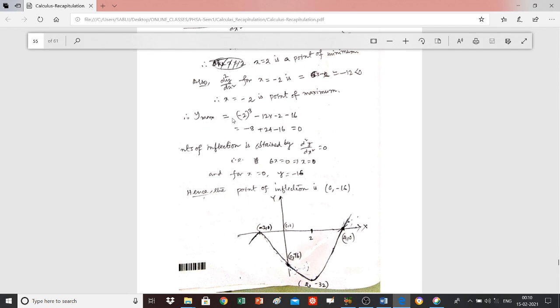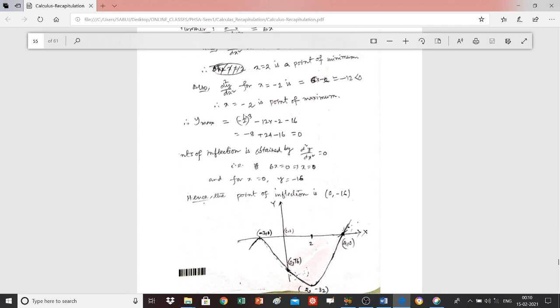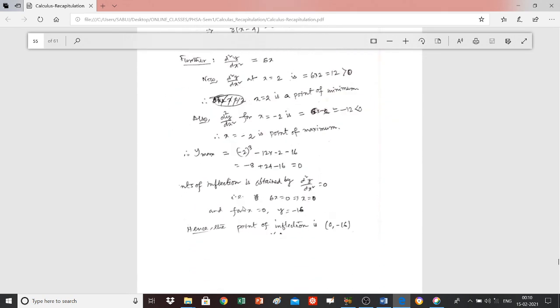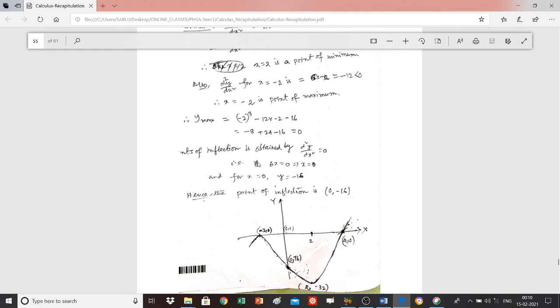Now find the value of y max, the maximum value of y. Just use x equal to minus 2 in this expression. After doing that, you obtain that the y maximum value is 0. The point of inflection is obtained by writing d2y by dx squared equal to 0, that is 6x equal to 0, or x equal to 0. For x equal to 0, from the given expression y is equal to minus 16. So the point of inflection is (0, minus 16). The curve is drawn here.